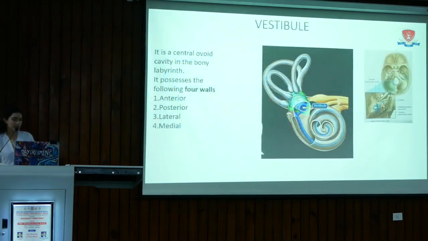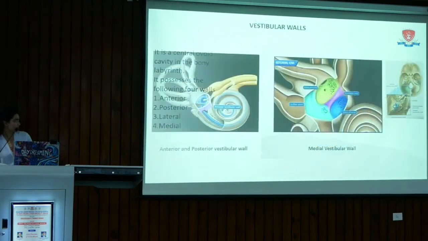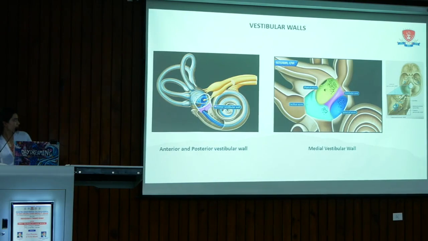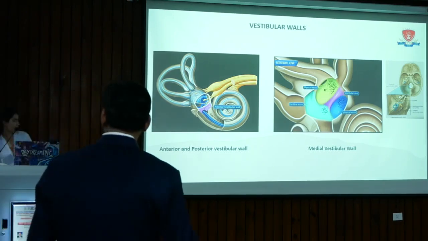The vestibule. The vestibule is a central ovoid cavity in the bony labyrinth and has the following 4 walls: the anterior vestibular wall, the posterior vestibular wall, the medial vestibular wall, and the lateral vestibular wall. The anterior vestibular wall communicates with the scala vestibuli of the internal ear, while the posterior wall bears 5 openings of the 3 semicircular canals.